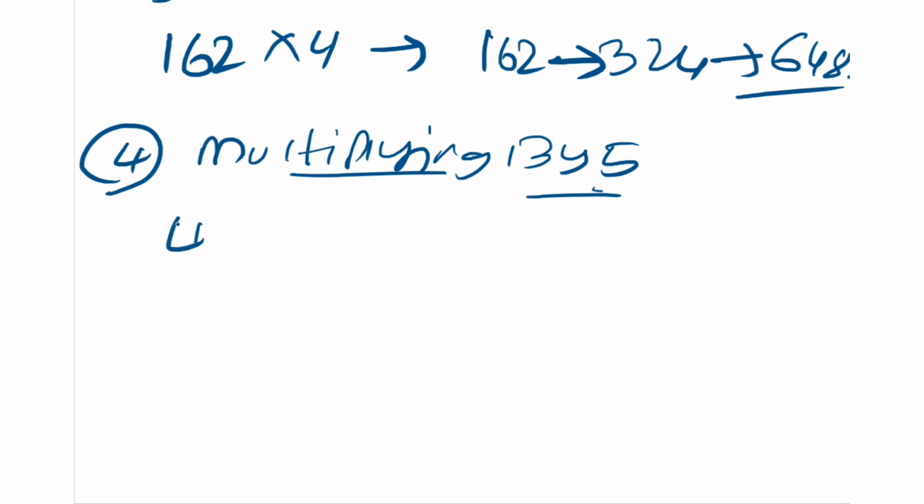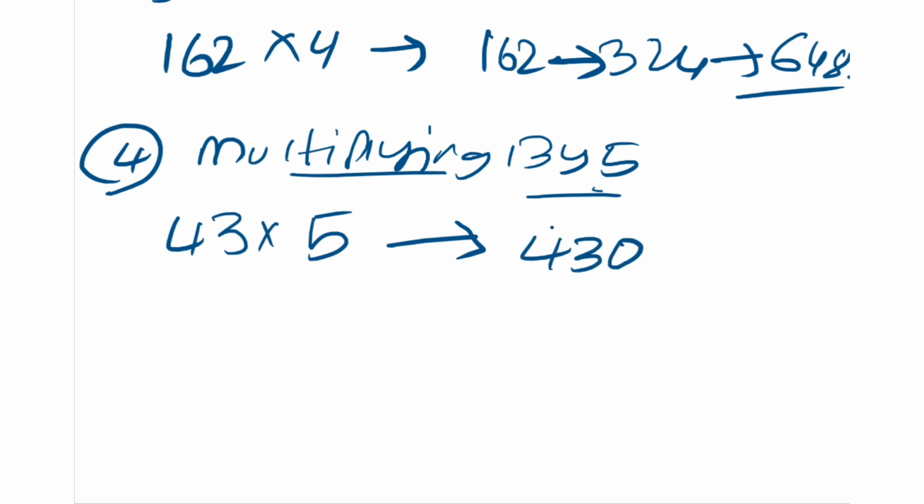For example, you are in a scenario to multiply 43 into 5. So how to do this? Just take that initial value 43 and add 0 after that. After adding 0, just half the value, in the sense 430 half is going to be 215. So this is our answer.